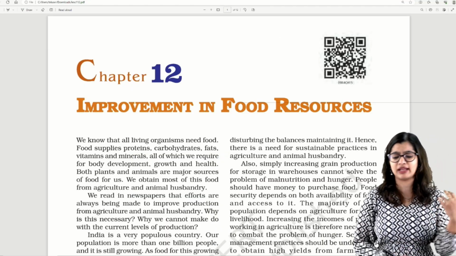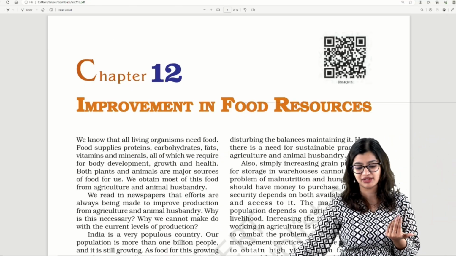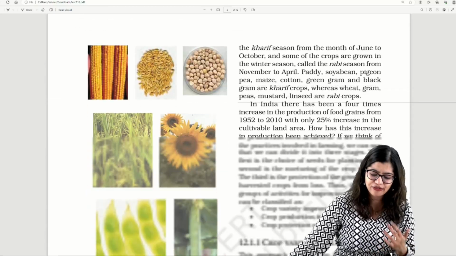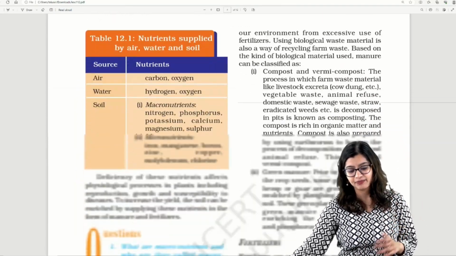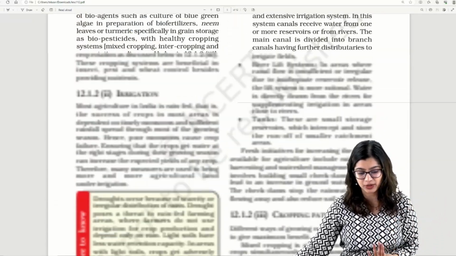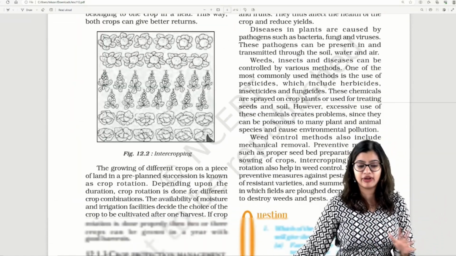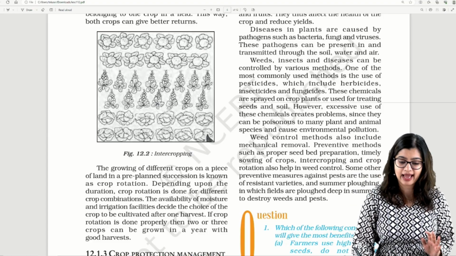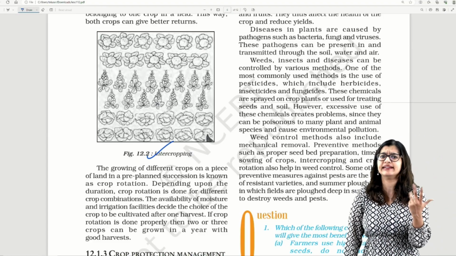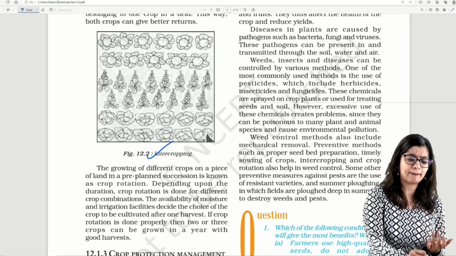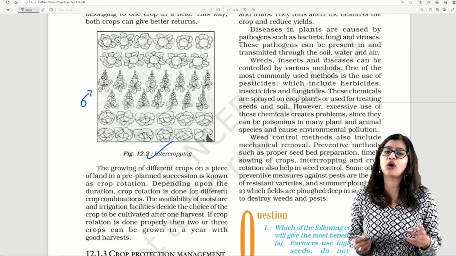Now the last one that we have here is improvement in food resources. Now from this, the chances of diagram-based questions are very less. Maximum, if we were to look at it, this diagram on intercropping can be asked, where they'll give you this diagram and they'll say identify what kind of cropping pattern is observed here. Now how will you identify?